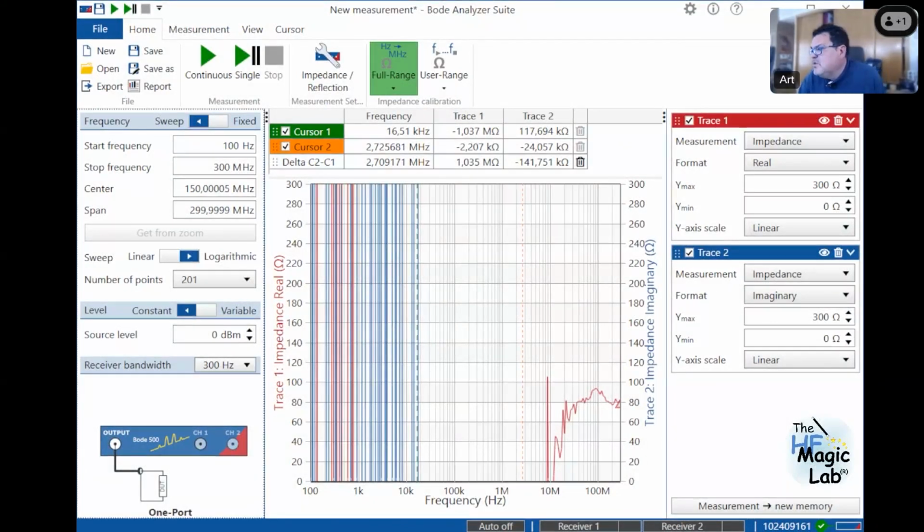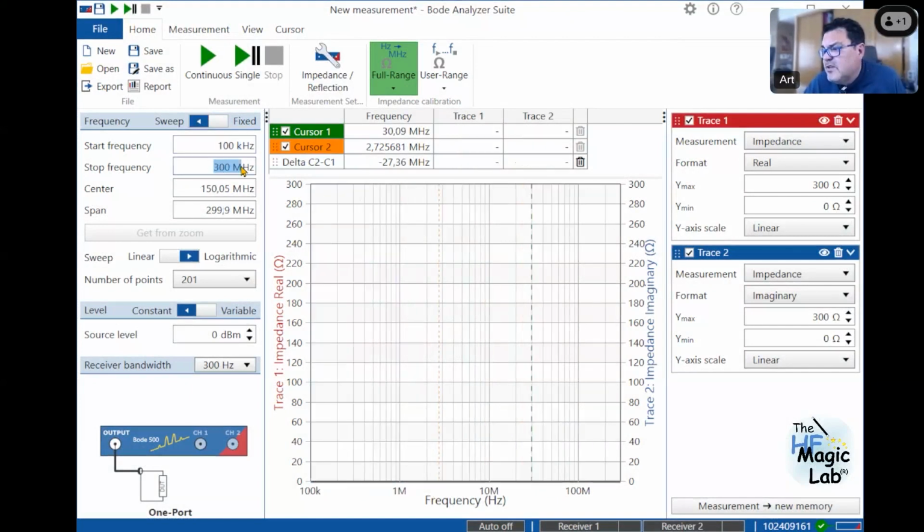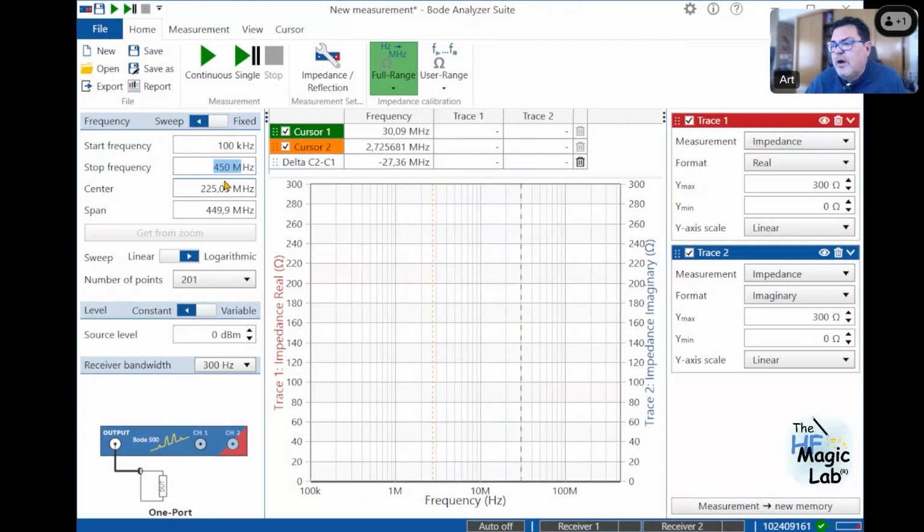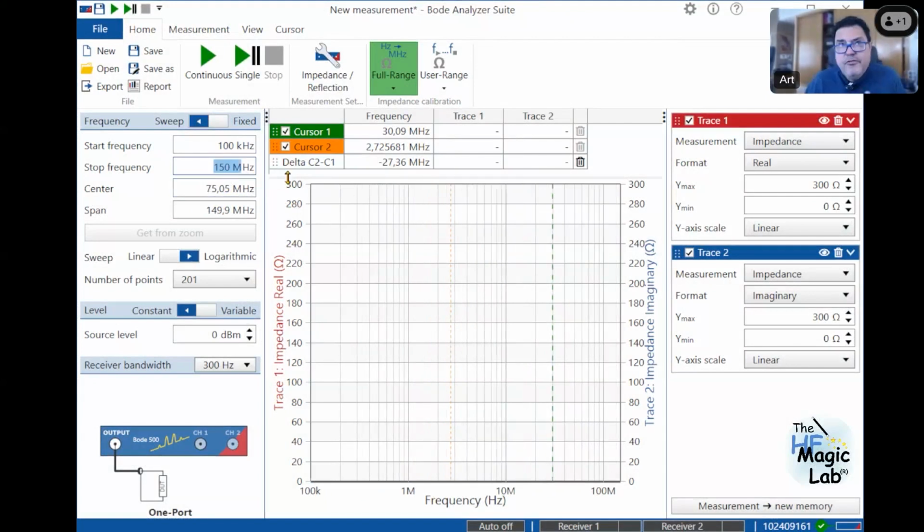Let's go to the other window here. I am going to start, for example, at 10 kilohertz or 100 kilohertz, and we finish at 150 megahertz. This is a filter for around 50 megahertz. So let's see the calibration menu.